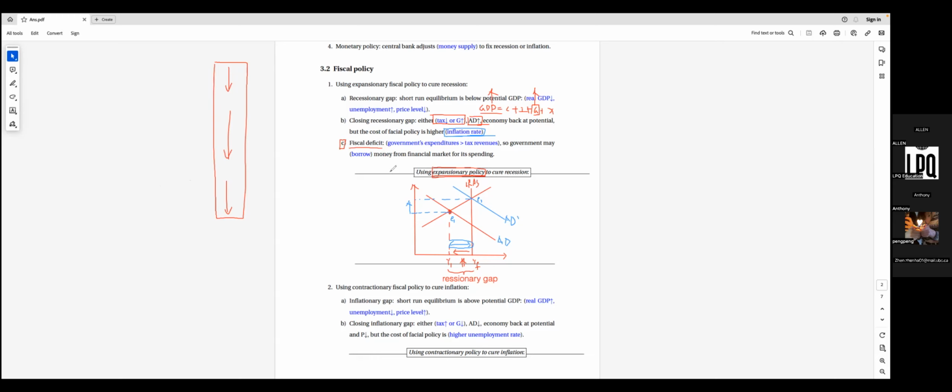Fiscal deficit. So what do you mean by fiscal deficit? Fiscal deficit refers to a situation in which, as a government, your expenditure is even greater than the tax revenue. And this could happen, in most cases, during a recessionary time, if you want to use the expansionary fiscal policy. So how can this happen?